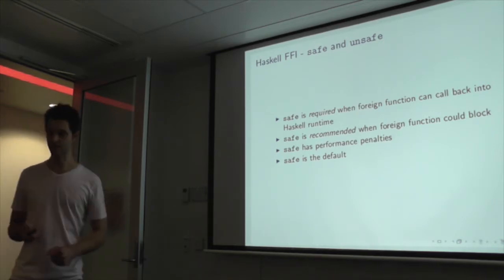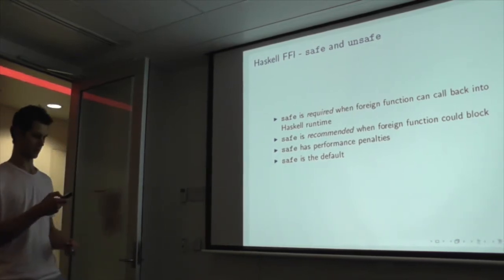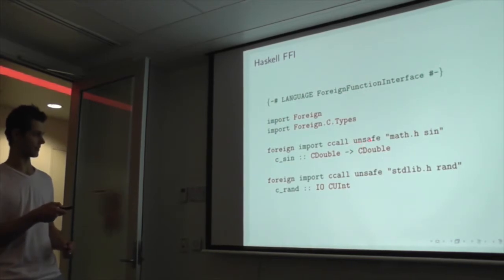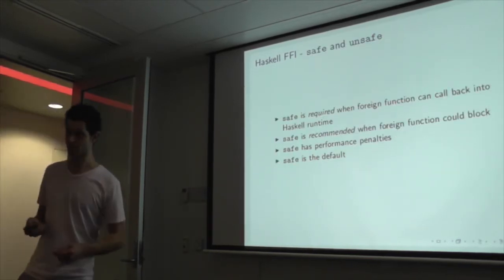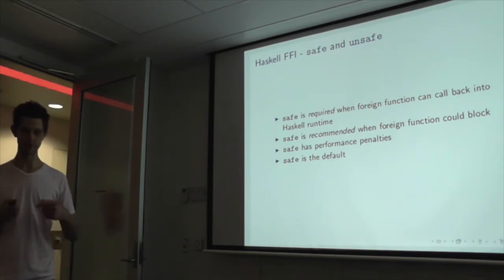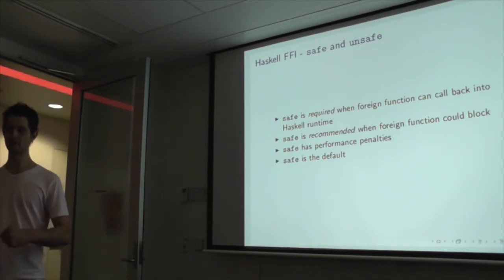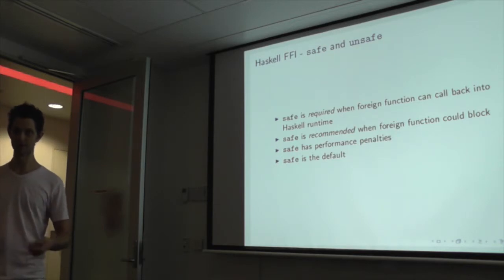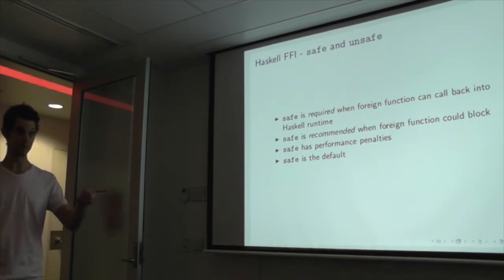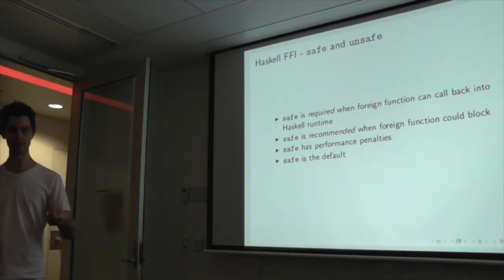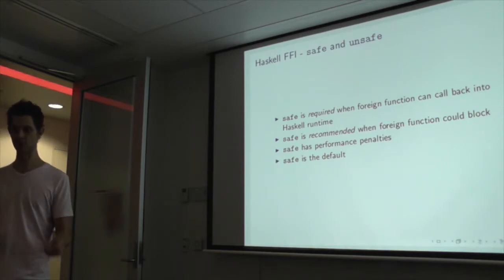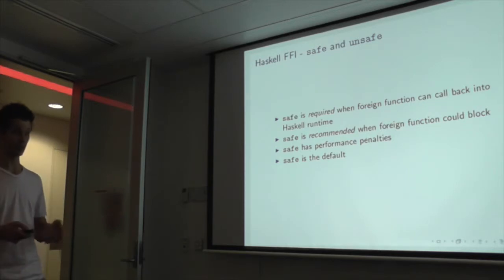I'll do that now. So the safe keyword, so there's two options here. You've got unsafe and safe. Safe is required when your foreign function can call back into the Haskell runtime. For example, if you're exporting a function as a callback. If you're importing a function to which you could supply a function that you've exported from Haskell to be called as a callback. Basically, any place where you could have a function re-enter the Haskell runtime, you need to use safe. Otherwise, things will crash and not behave properly.